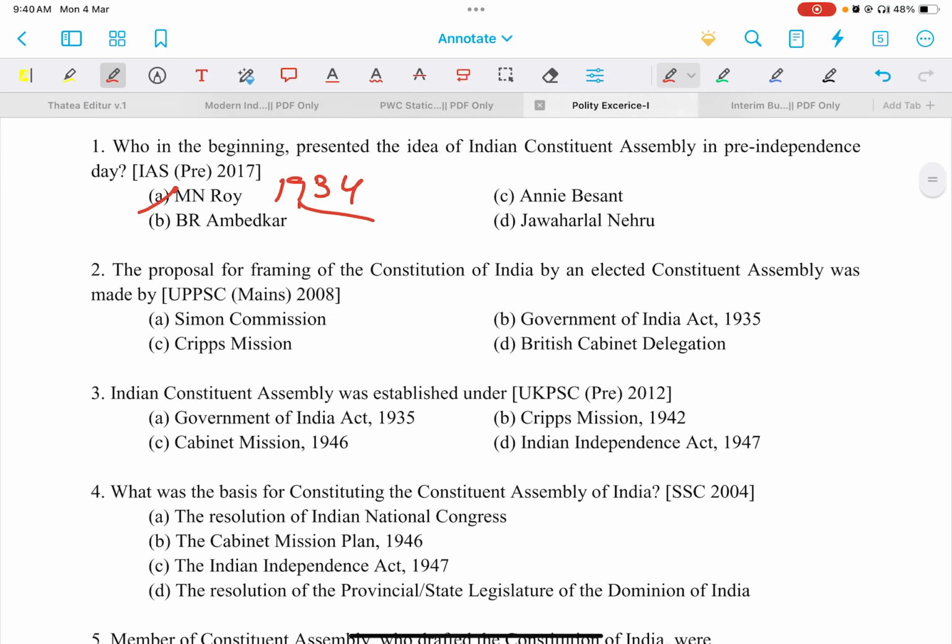The proposal for framing of the Constitution of India by an elected Constituent Assembly was made by Cripps Mission.